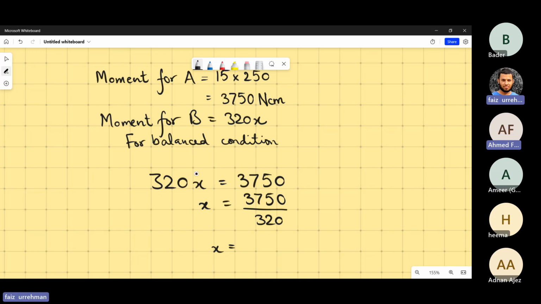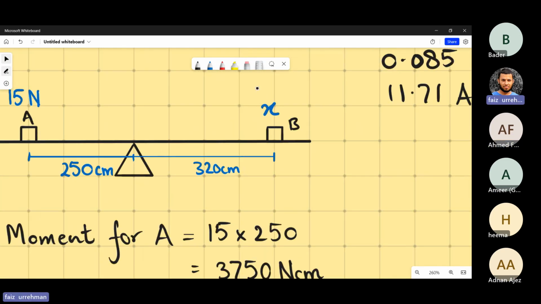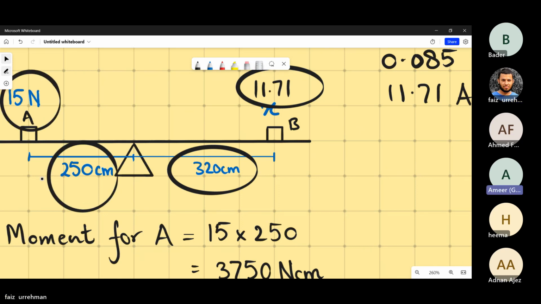So the answer will be 11.71875. To check whether your answer is correct or not, for example, your answer is 11.7. Now using your calculator, multiply this by 320 and check whether the answer is the same as the moment A, 3750. This is the same way to measure. If you are getting 0.085, you multiply by 320.